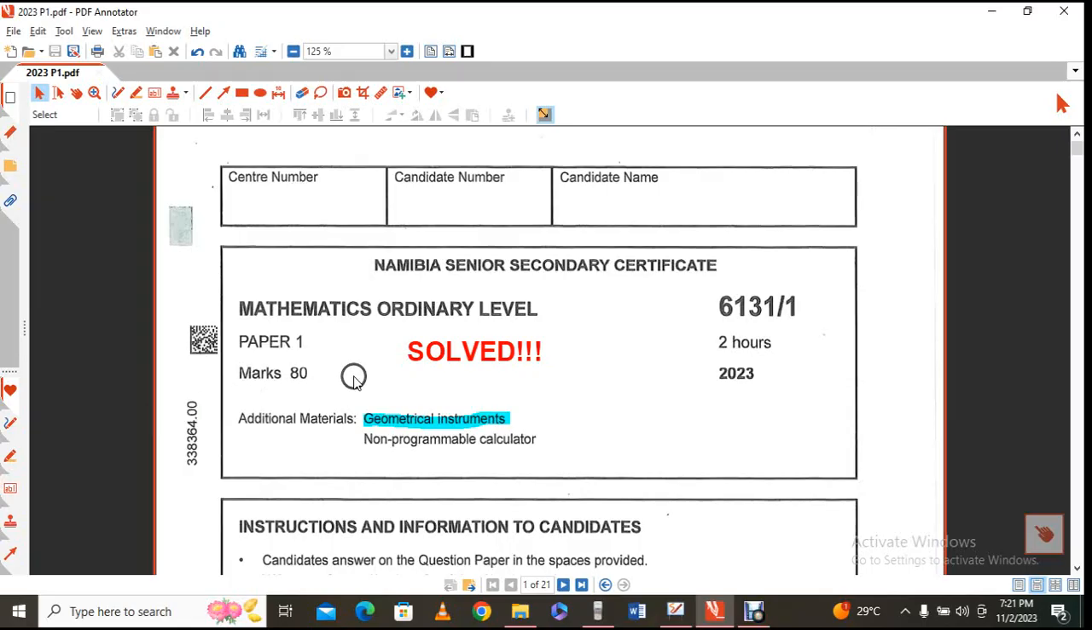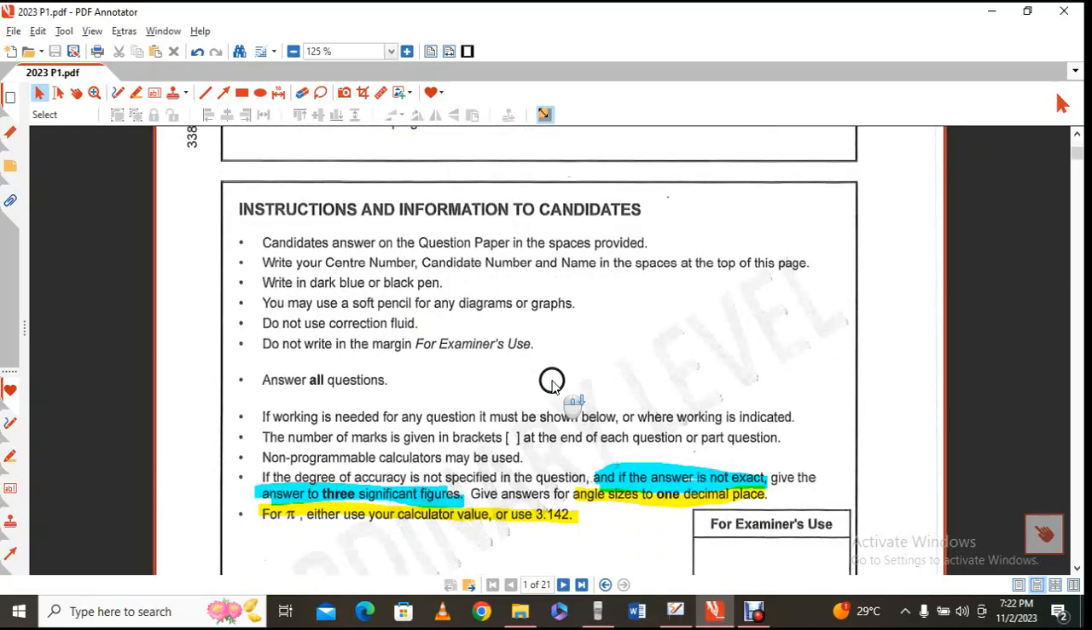So I'm looking at paper 1 of 2023, the one that was written recently by the grade 11s. What you need for this paper is geometrical instruments, which implies there is going to be a question that involves constructions. And then obviously the usual instructions are there.